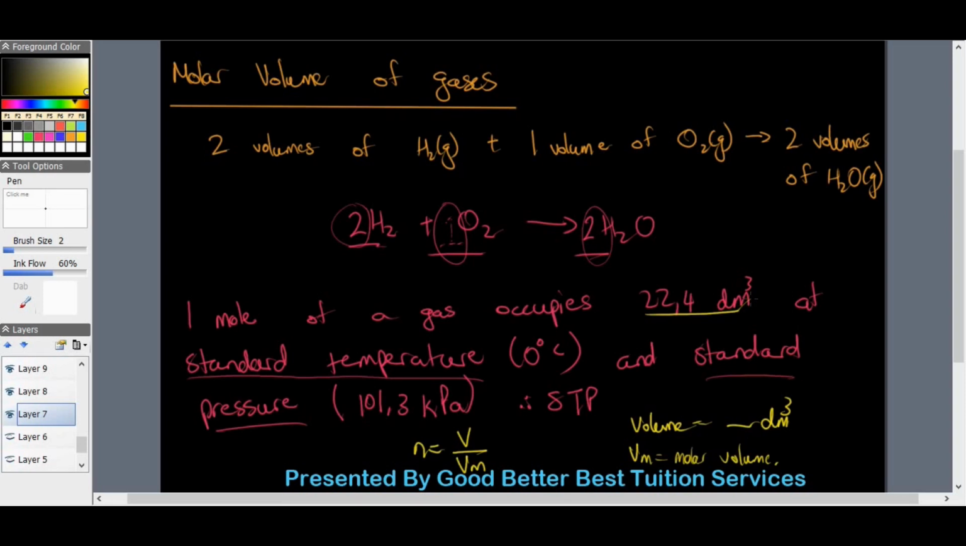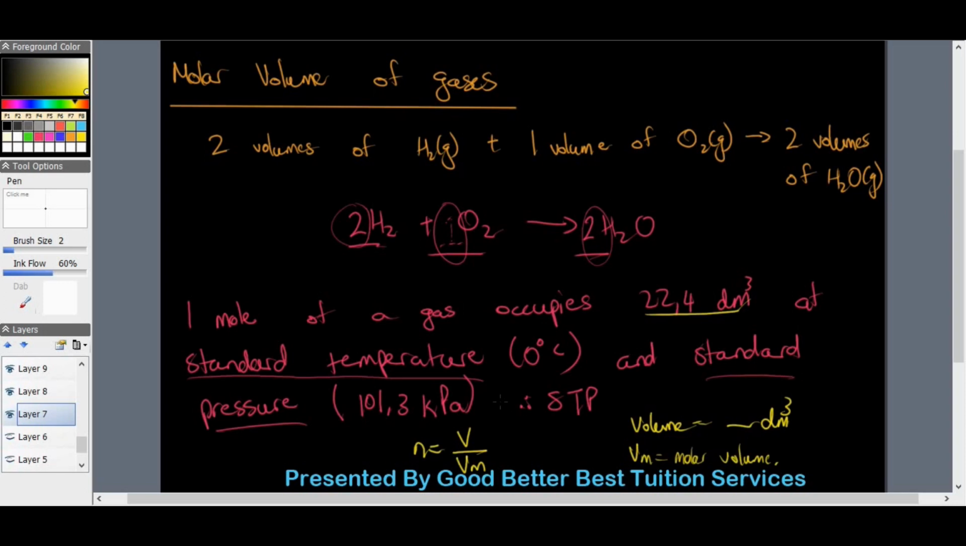1 mole also has a mass equal to the molar mass in grams, or the relative atomic mass in grams. So that is your normal mole calculation that we learned in grade 10. n is equal to mass of the substance divided by the molar mass of the substance. And then, of course, 1 mole of gas at STP has a volume of 22.4 decimeters cubed, which is this formula that we see over here. So there are 3 formulae now that exist to calculate the mole, not just n is equal to m over M.